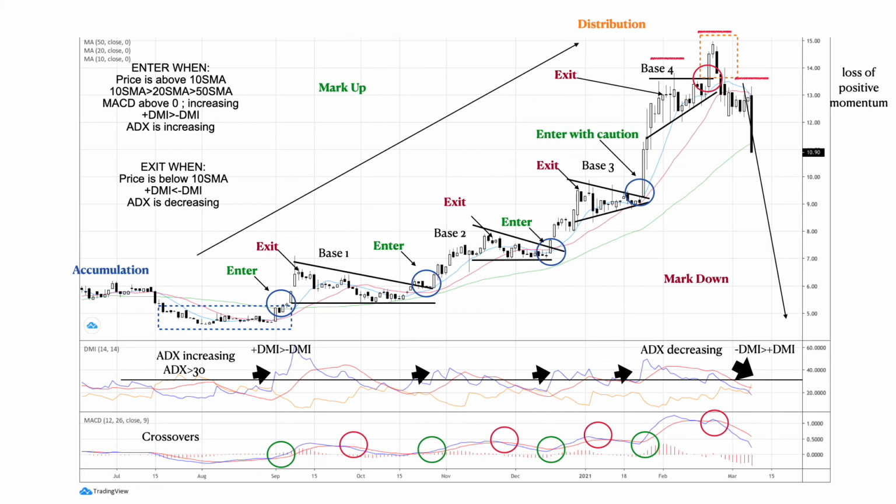Price tried to break above base 4 but it proved to be a breakout failure. The ADX also decreased, which shows the weakening of the buyers. Eventually, the price broke down and entered the markdown stage. We also see that the moving average convergence divergence indicator also gave a bearish crossover signal at the peak above base 4.